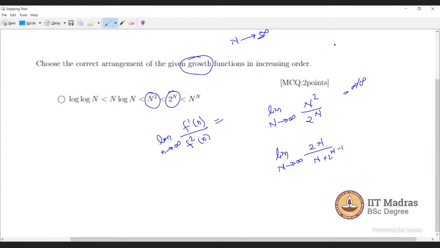No, sir. What is the derivative of a to the power x? It is a power x ln a, log of a to the base e, right? Yes, sir. So here it will be 2 to the power n log of 2 to the base e, right?